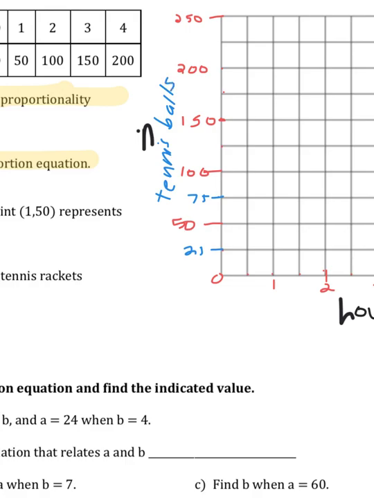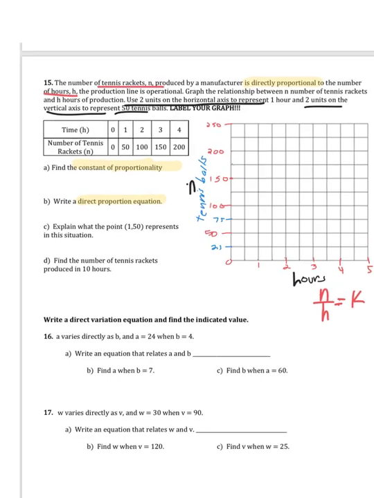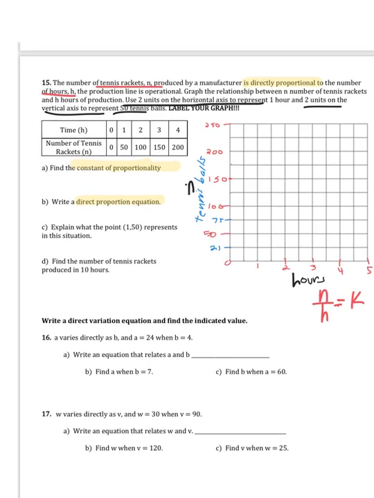Okay, and now let's go back to what it says. Graph the relationship between the number of tennis rackets and hours of production. Use 2 units on the horizontal axis to represent 1 hour. Okay, did that. And 2 units on the vertical axis to represent 50 tennis balls. I don't know why it says tennis rackets here and then tennis balls here, so we'll have to fix that. This should be tennis rackets.